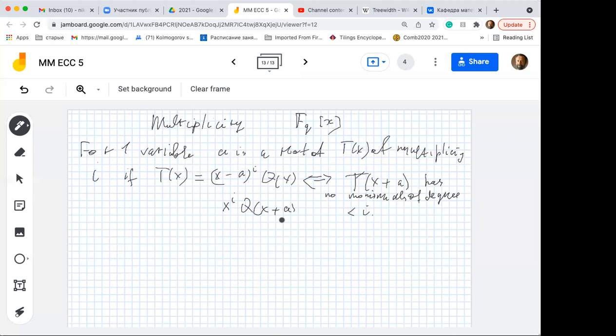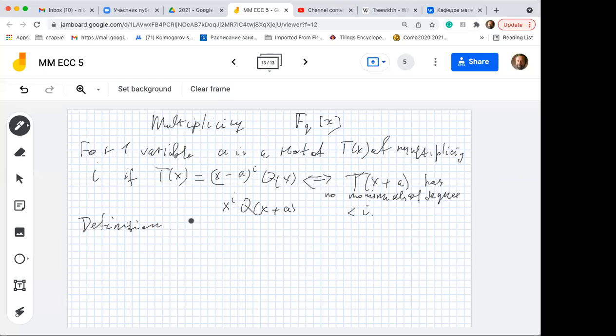And the other way around, if we have this property, then we can substitute back x minus a for x and obtain that t of x is represented as x minus a to the i times some polynomial. So this second equivalent definition of multiplicity can be used for multivariate polynomials. So actually we need only polynomials in two variables. So let's write for simplicity the definition for that case.